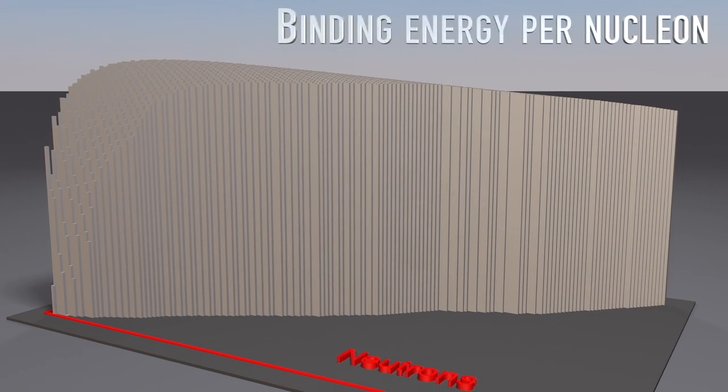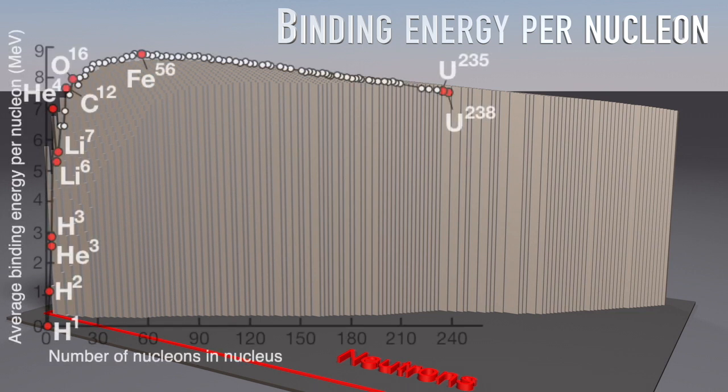Binding energy per nucleon. These five contributions lead to a three-dimensional visualization of the binding energy per nucleon, according to the semi-empirical mass formula. Iron is the most stable element, where neither fusion nor fission leads to a gain of energy.